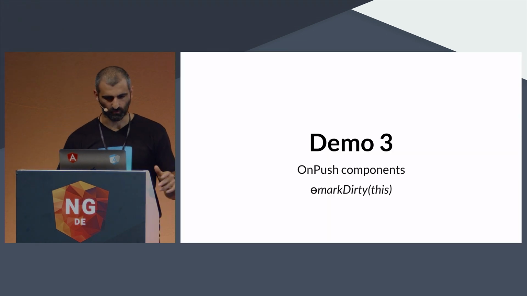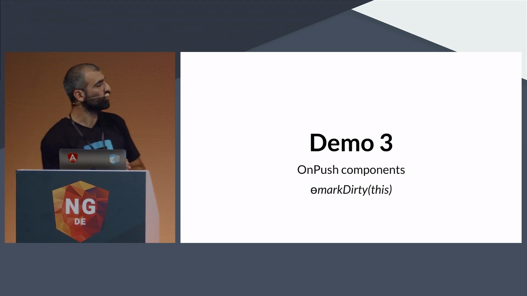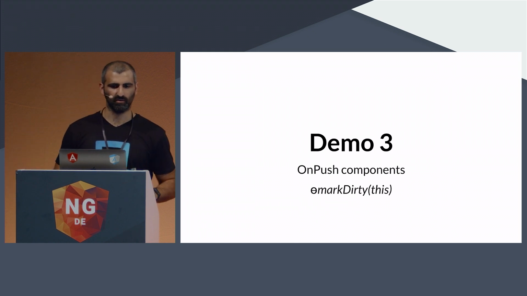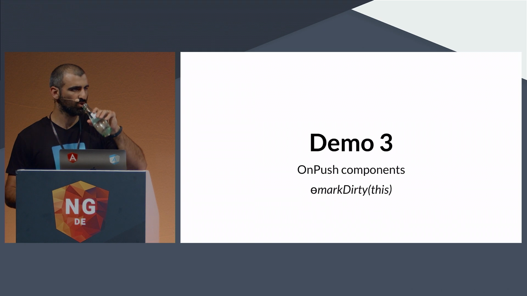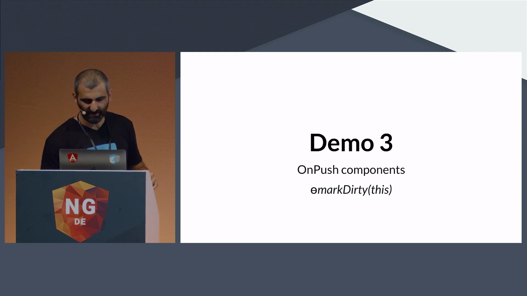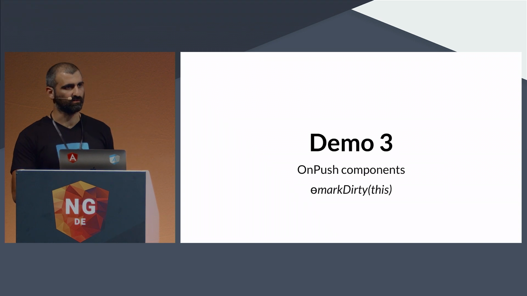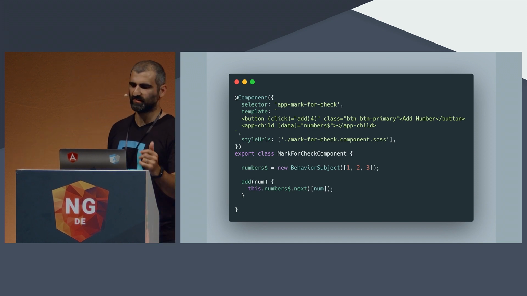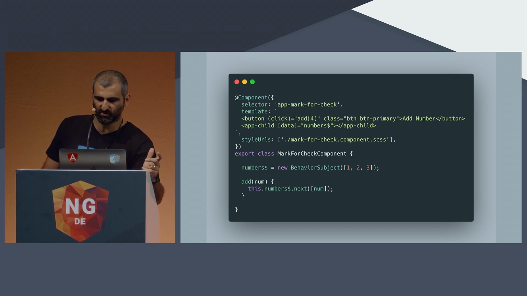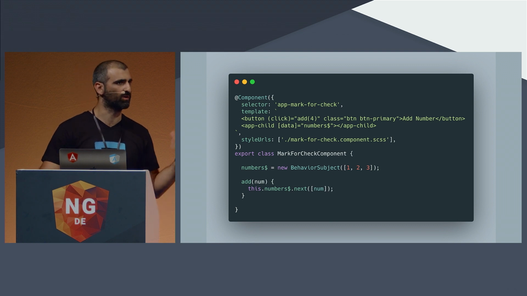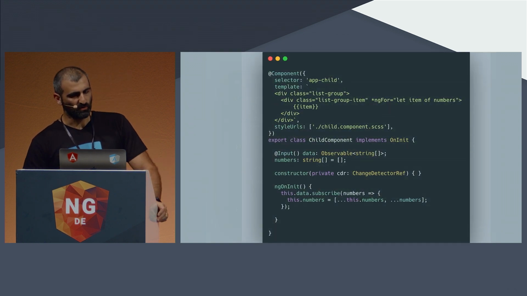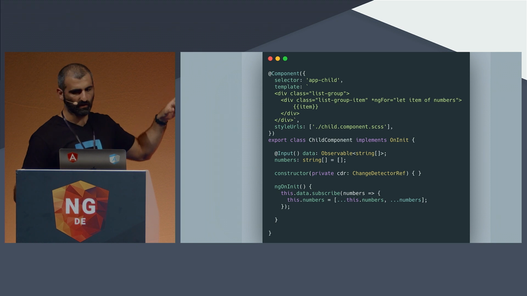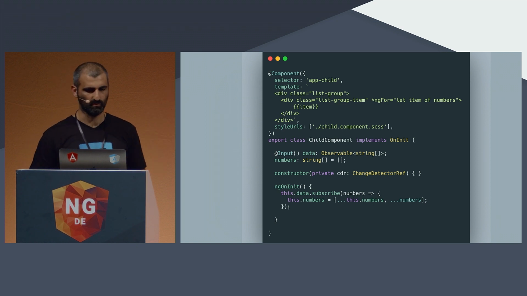Okay. Demo number 3, OnPush components. We still want to use OnPush optimization, right? And if we already mentioned the markForCheck function, let's see another example of how it's going to look in the Ivy days. So we have two components, the markForCheck component, which is the container component, and it holds a behavior subject with the initial stream of numbers 1, 2, 3, okay? We also have child components that subscribe to data and get the data as an input, okay?